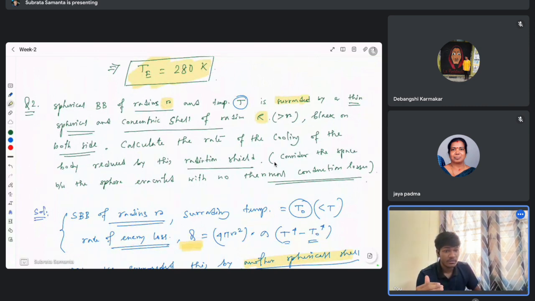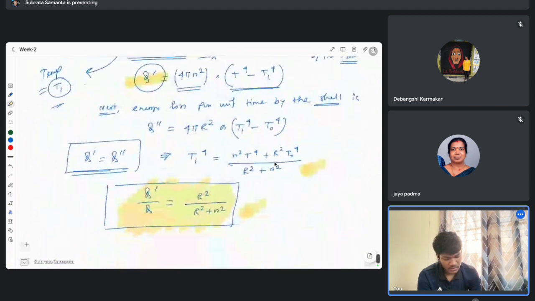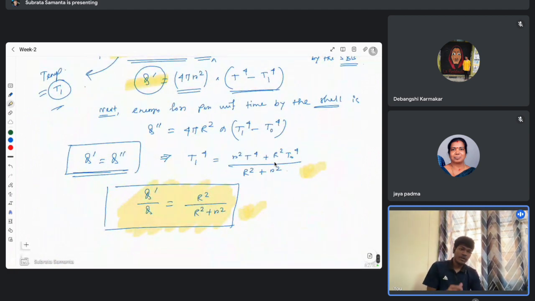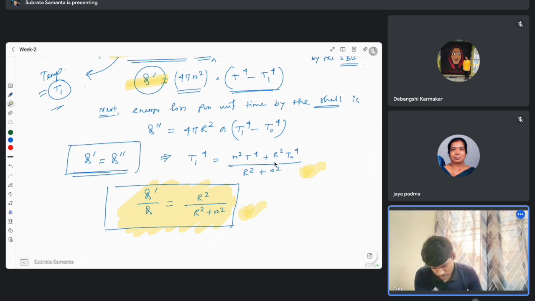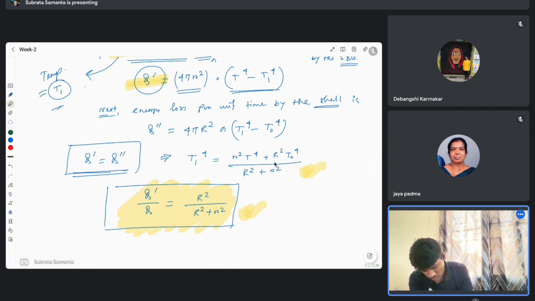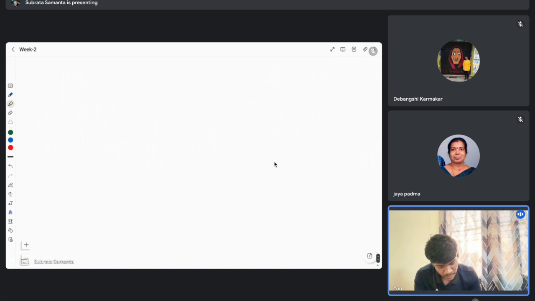Cooling means loss of energy, that's why the cooling. And the rate of cooling of the body, how much it is reduced by this radiation shield. So we take the ratio, after the shield and before the shield. Let's do another simple example, and then we discuss some black body thermodynamics.